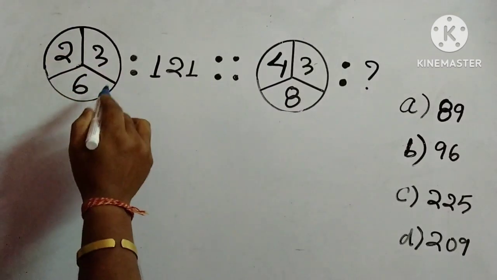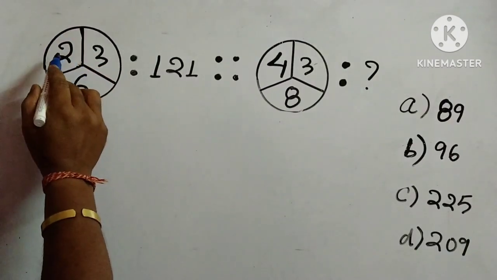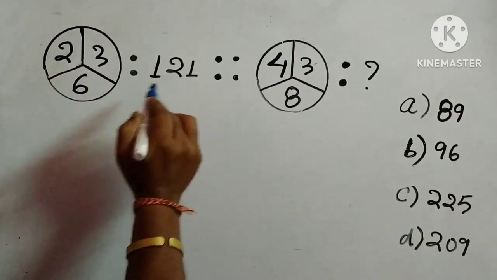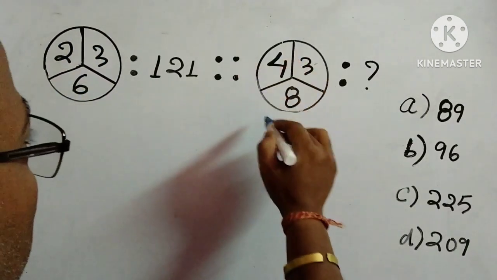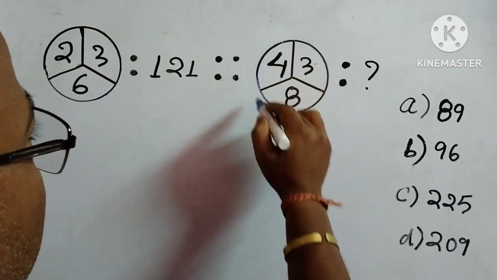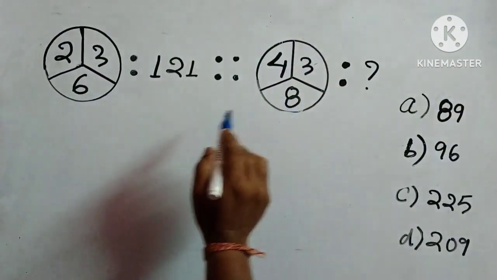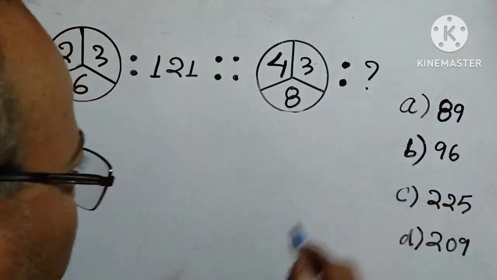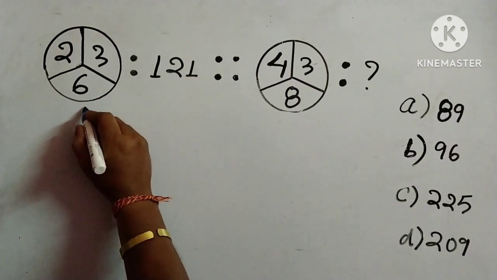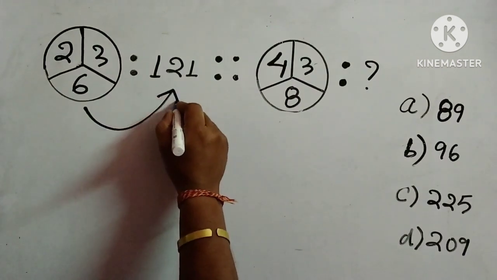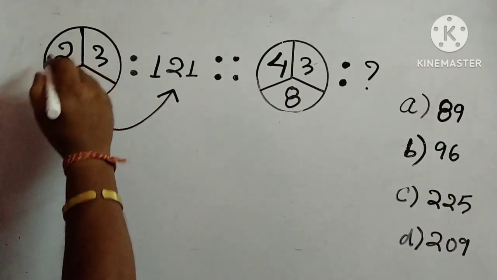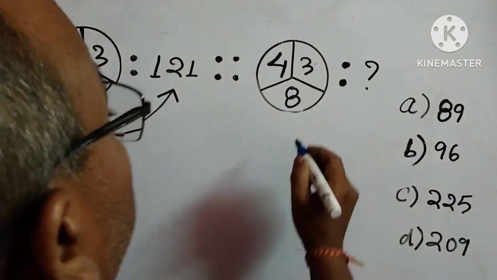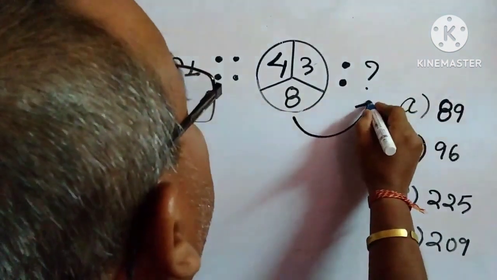This is another type of number analogy where figures are also included. So here in the first figure, three numbers are given inside a circle, 2, 3, 6, and a number is given. And here also three numbers inside a circle, 4, 3, 8 are given. So we have to find this appropriate number and the four options are given. The process remains the same. We will first try to get 121 out of these numbers.